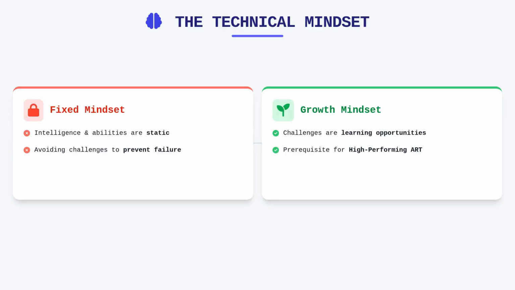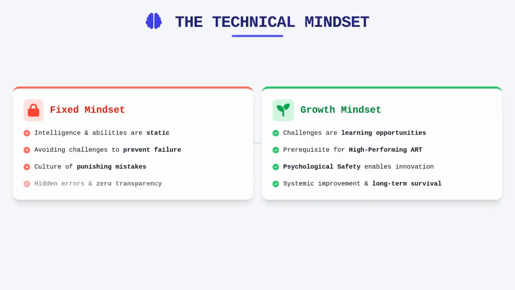Leadership must cultivate an environment where psychological safety allows for experimentation, which is the only way to drive innovation in complex systems. If your organizational culture punishes mistakes, people will naturally hide them, which erases transparency and prevents the systemic improvements necessary for long-term survival.